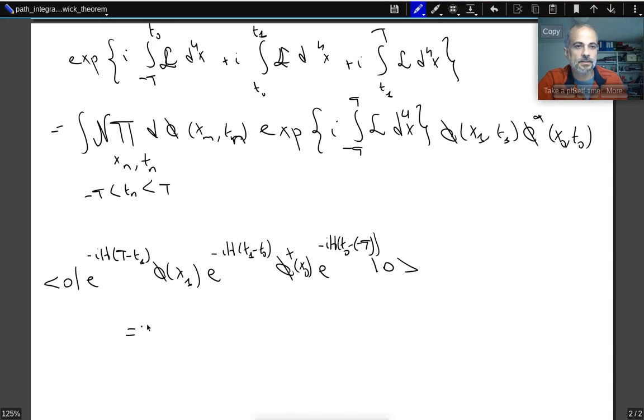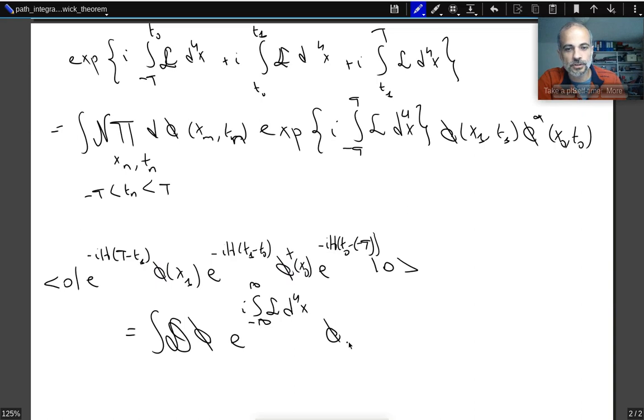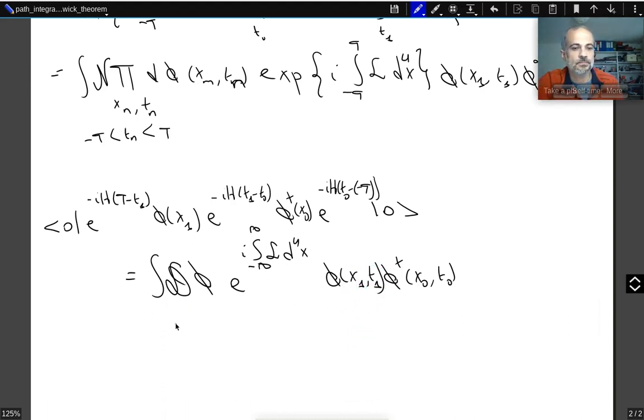This numerator is actually given by a path integral of e to the power i S, let me just put minus infinity to infinity, L d4x. And here we have the phi and phi dagger. So in the numerator we have phi of x1, phi dagger of x0. Let me also write the t0s and t1. I will just use the four-dimensional notation, and from now on, whenever I say x1, it will also contain the time. So this is actually equal to the path integral of phi, e to the power i from minus infinity to infinity of L d4x.